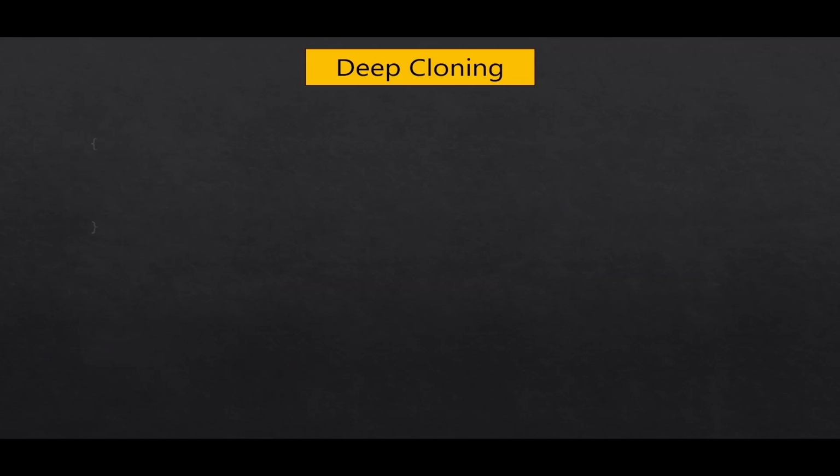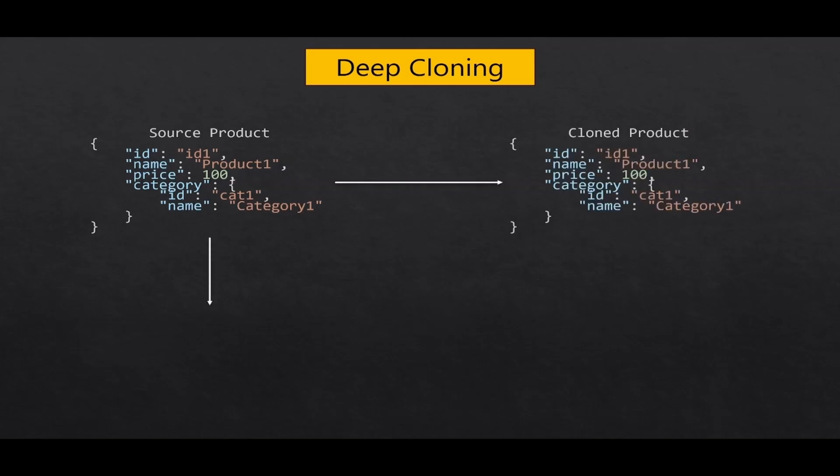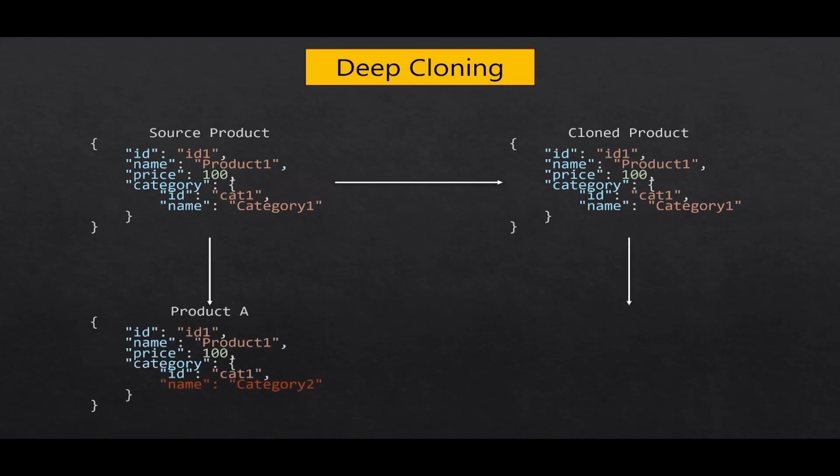This way, any change that you make in the source object will not impact the values in the cloned object, and vice versa is also true. Any change that you make in the cloned object will not impact the value in the source object, and this will solve our problem.